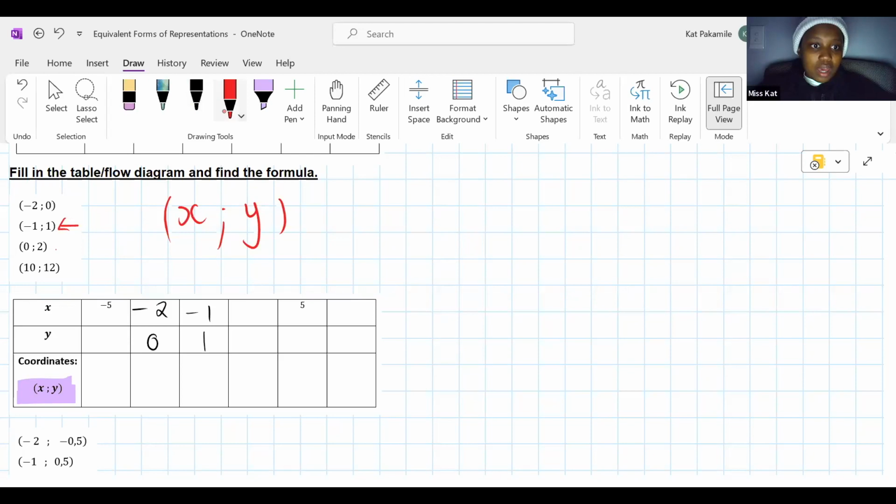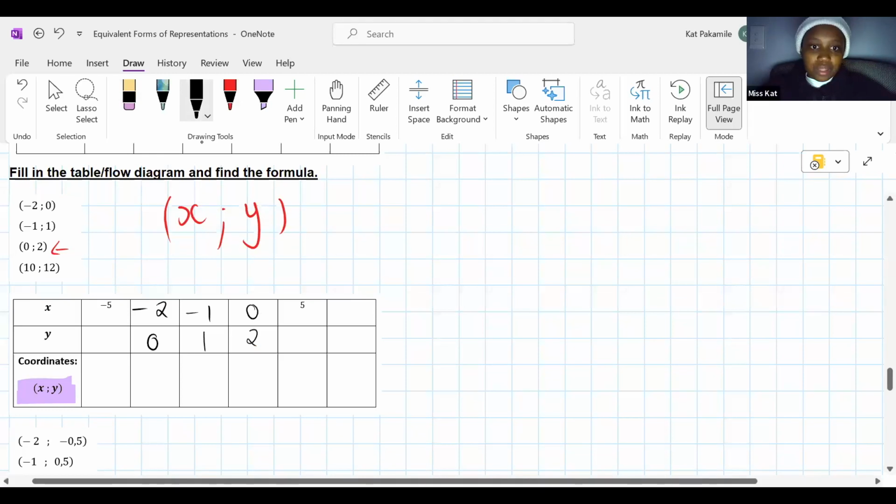Now on the next one, which one's my X? It's 0, and your Y is 2. For the last one, which one is my X? 10, and the Y? 12. So you can fill in these coordinates over here, -2, 0. Nope, that's the wrong column. Sorry, before we freak out.